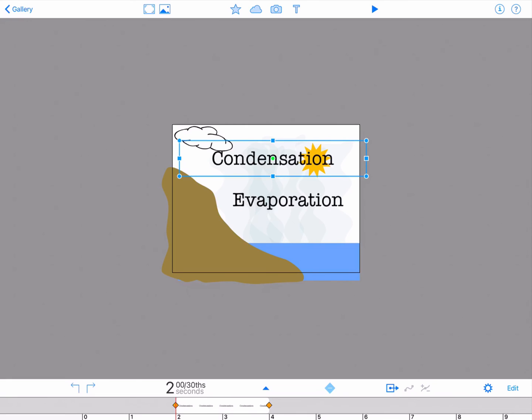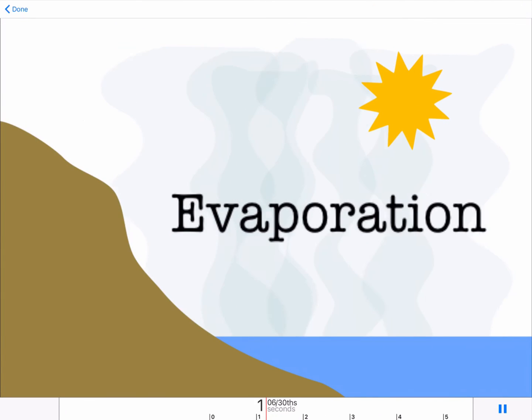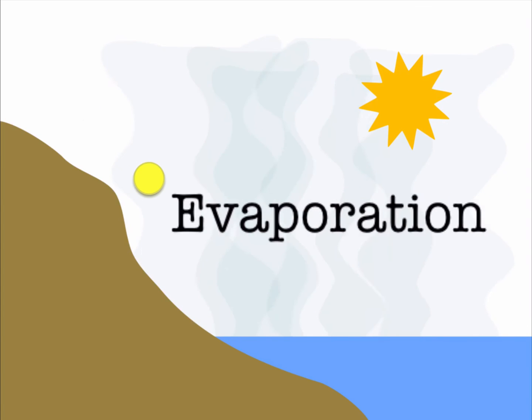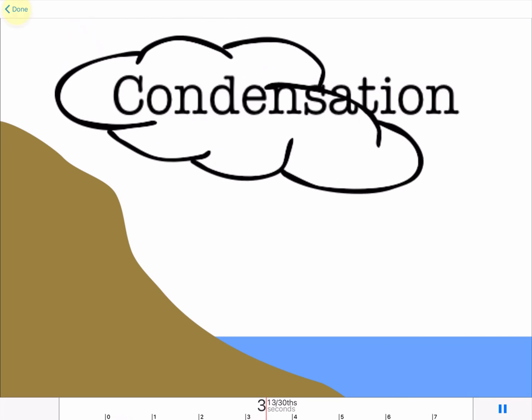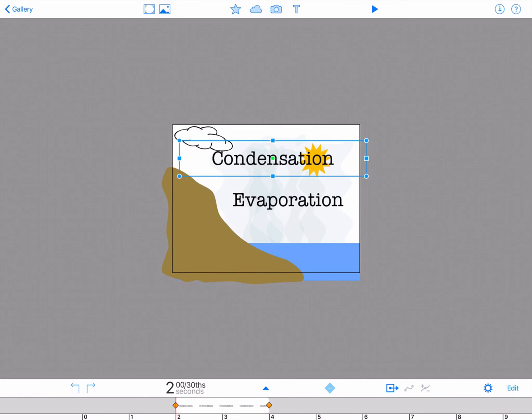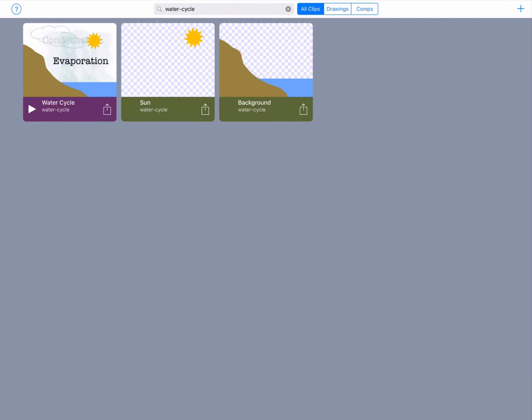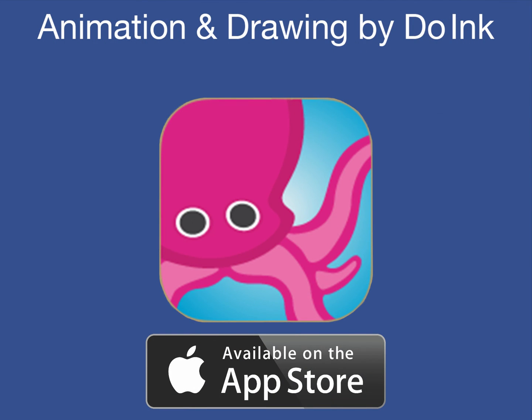Now let's preview the first 2 phases of the water cycle. Tap the preview icon. Then tap Done to return to the composition editor. Then tap Gallery to return to the gallery view. Your updated composition has been automatically saved. In our next tutorial, we'll complete our water cycle animation.